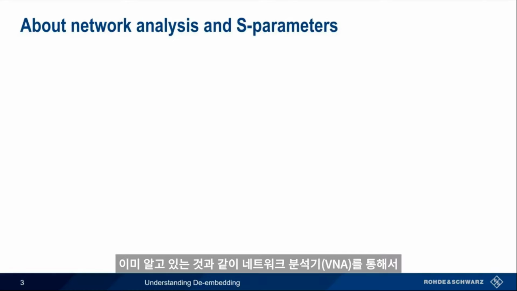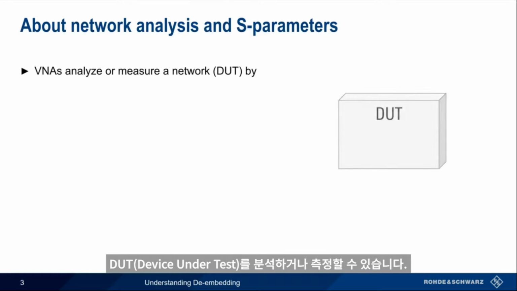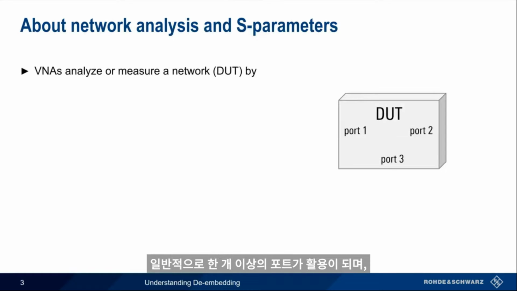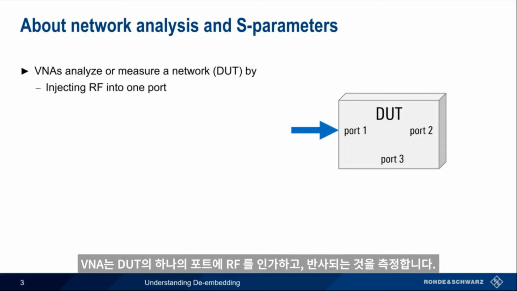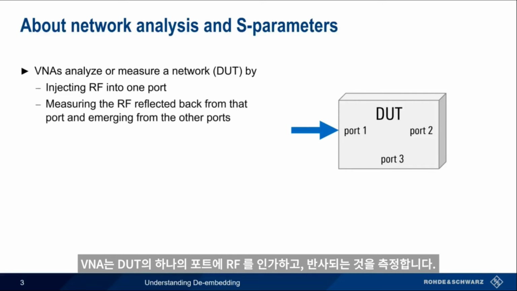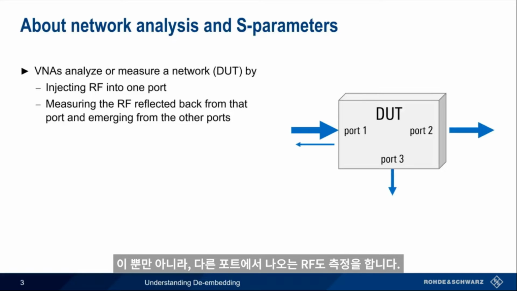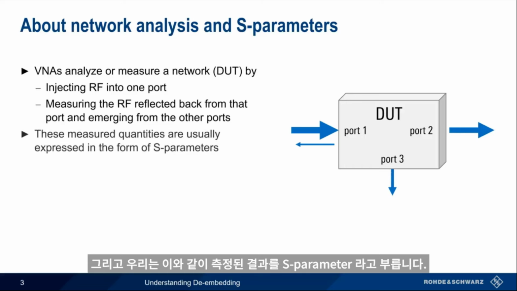As you should already know, the device under test, or DUT, analyzed or measured by a vector network analyzer is usually a network made up of one or more ports, each of which can pass, absorb, and/or reflect radio frequency energy. The VNA injects RF into one port and then measures the RF reflected back from that port, as well as the RF emerging from any other ports. These measured quantities are usually expressed in the form of so-called S-parameters, which are complex, frequency-dependent values.